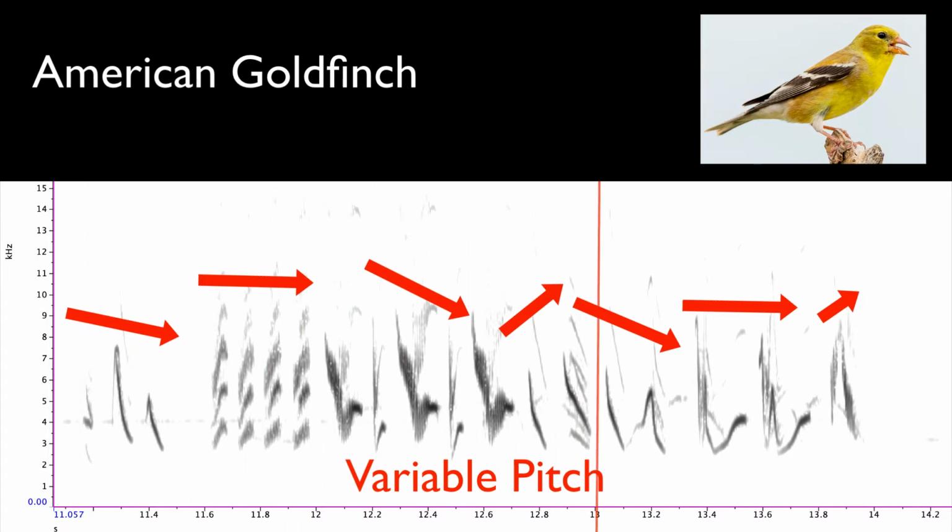Now let's listen to something a little more complicated. This is an American Goldfinch song. You can see and hear that actually the song is going up and down in pitch sort of randomly throughout the song. So we call this a variable pitch song.